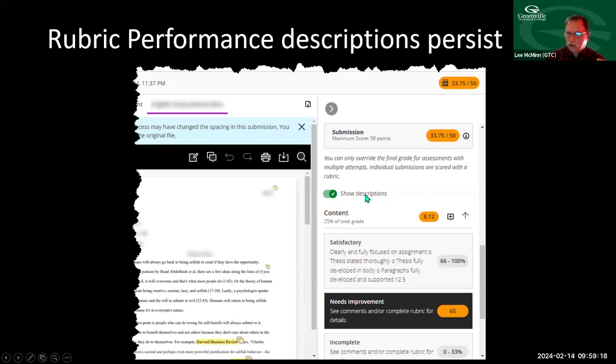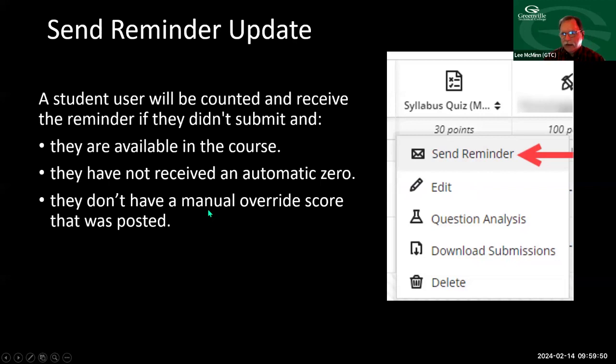So if you turn the descriptions on, when you go to the next student and you open up the rubric for that next student, the descriptions will stay displayed. You don't have to turn it on every single time you go into it for this particular assignment. Now you go to another assignment that has a rubric, it'll be off by default. But once you turn it on for one student in that particular assignment, it carries through for the rest of them. So be aware of that. That's what that means. Send reminder updates.